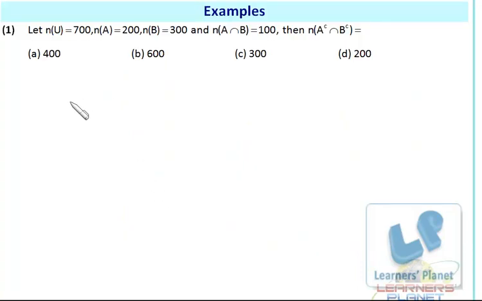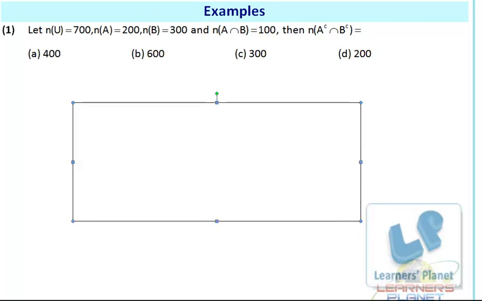Now friends, let's see this problem. Number of elements in U is 700, number of elements in A is 200, number of elements in B is 300, A intersection B is 100. We have to calculate A complement intersection B complement. So what I do is I just draw a Venn diagram. That is the simplest way to solve the problem.